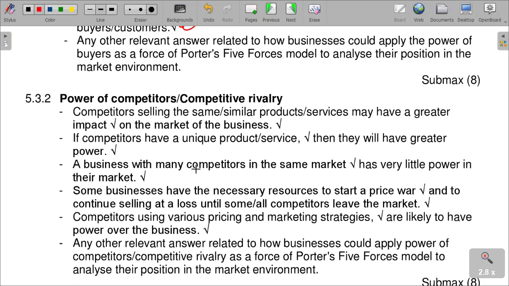And then another question was saying, explain Porter's five forces model in terms of the power of competitors or competitive rivalry.